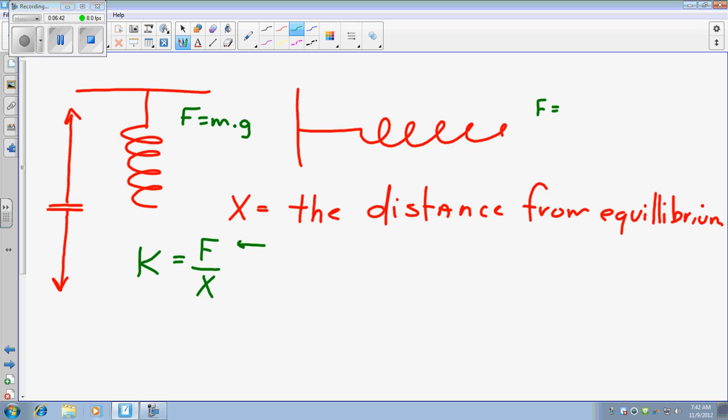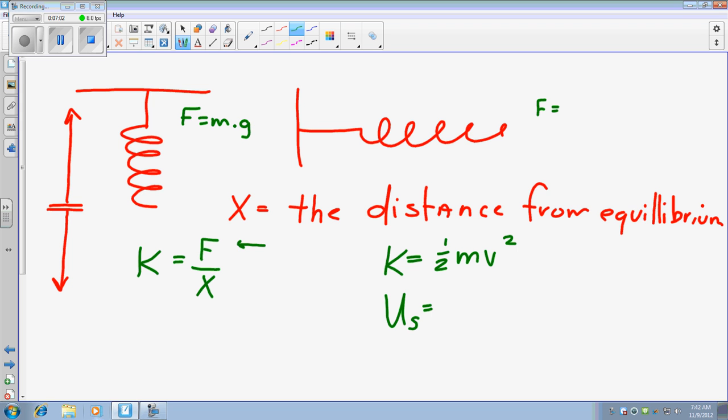But just keep those in mind: for a vertical spring, the force is going to be mass times gravity, and for a horizontal spring, we're going to have a different scenario for the force. When I'm thinking about the potential and the kinetic energy for our spring, the kinetic energy is the same, 1/2 mv squared, but the potential energy of a spring is a little bit different.